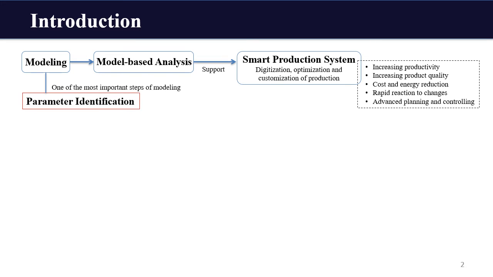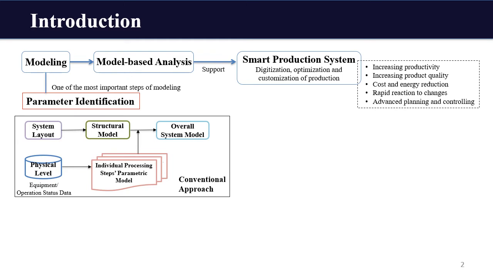In the process of modeling, parameter identification is one of the most important steps, and this paper focuses on parameter identification. In the conventional approach, we first build structural models based on the system layout, and we collect data from each individual workstation at the physical level, and come up with methods to aggregate data and to extract the model parameters for individual process and step parametric models, and finally obtain the overall system model.